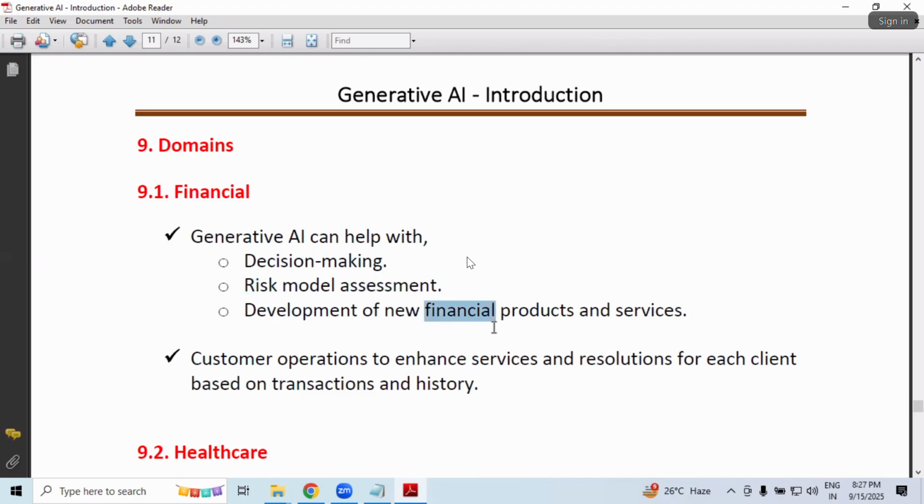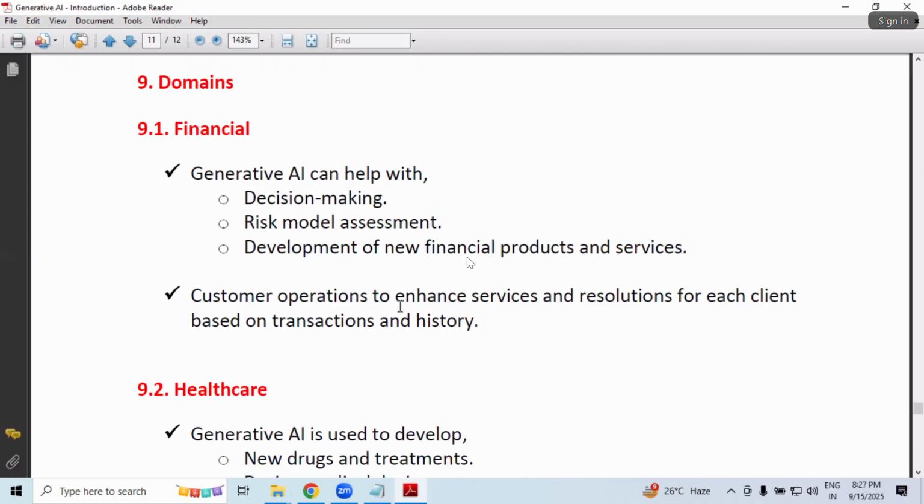Development of new financial products and services. Really very good. Customer operations to enhance services. These are all resolution. Imagine any customer having any issue, definitely a solution is required, which is so-called a resolution, for each client based on transaction and history.